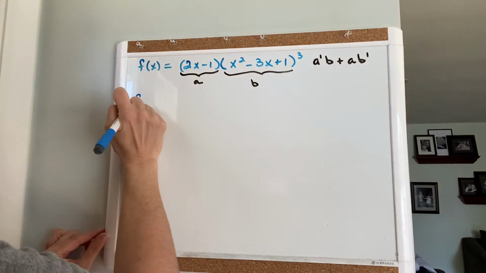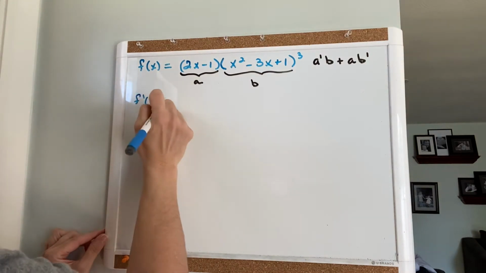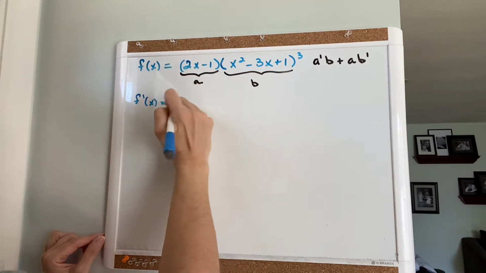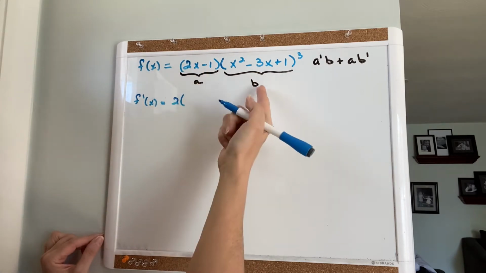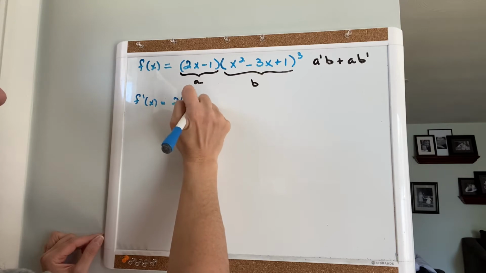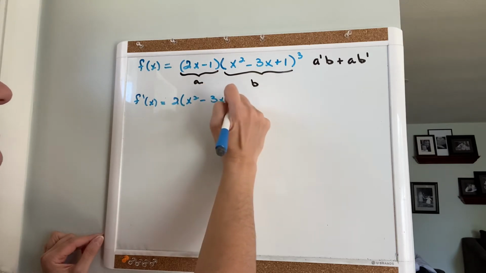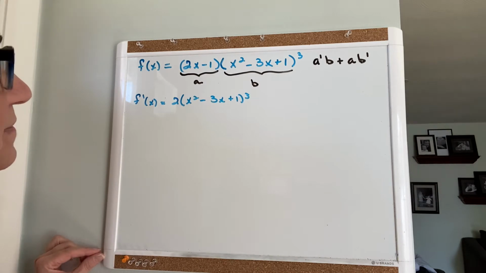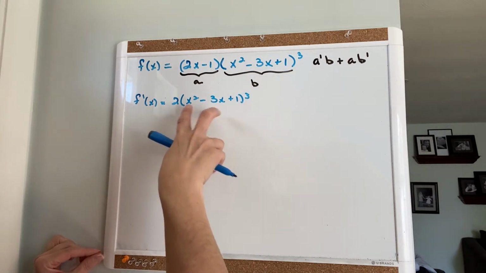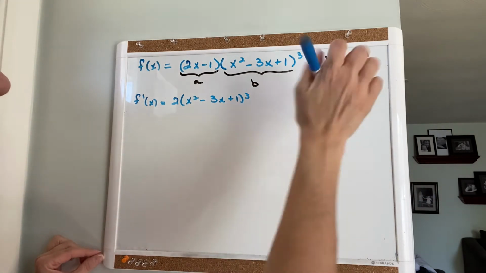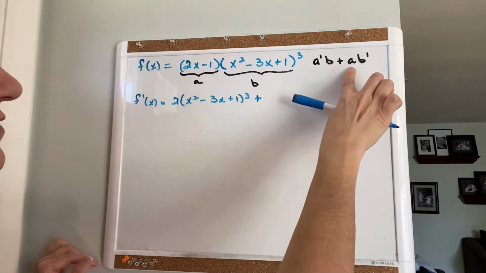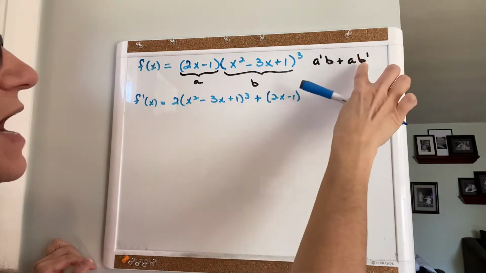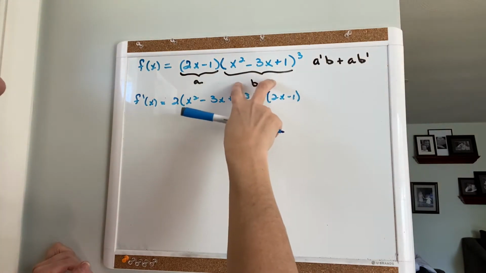Our first derivative is going to be A prime times B. So the derivative of A is just 2, and then leave B the way it is. So we have x squared minus 3x plus 1 raised to the third power. So there's your A prime times B. Plus, now we have to do A, 2x minus 1, times the derivative of B, B prime.